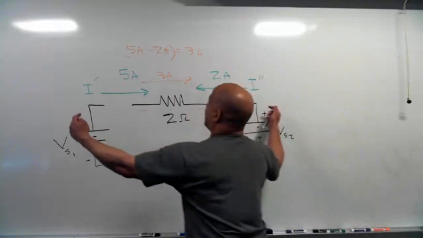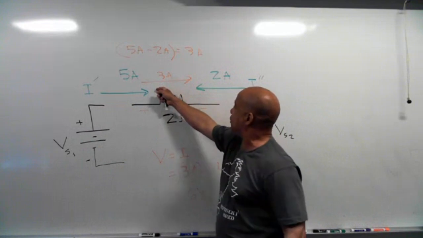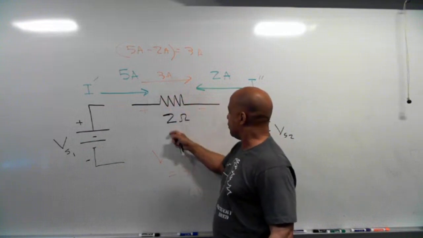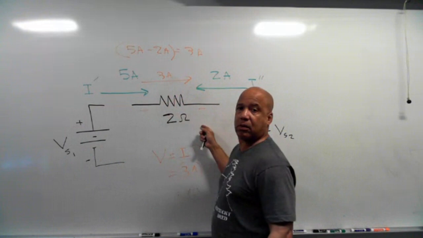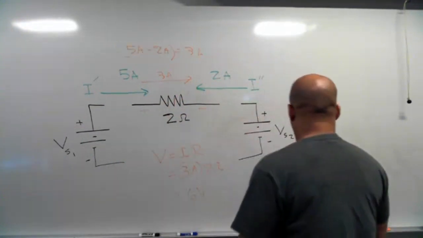He took the difference between the 2 currents, got the net current of 3, and said, all right, if there's a net current of 3 flowing through the resistor, 3 times 2, 6 volts, with the polarity shown. And you would be correct. Let me show you another way to do it, though.